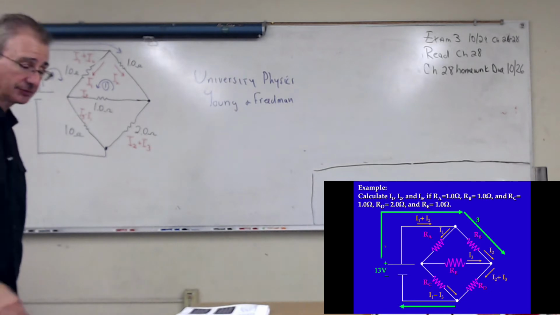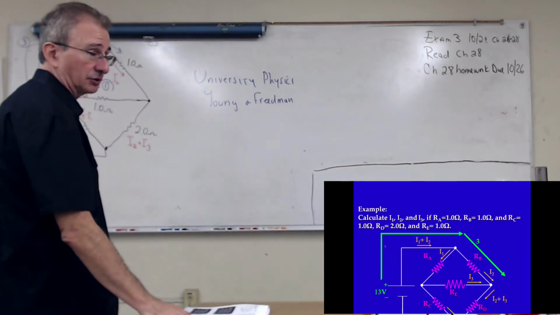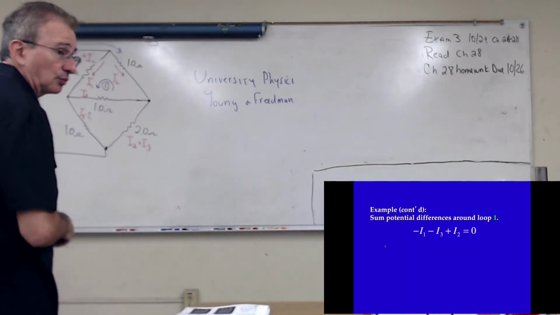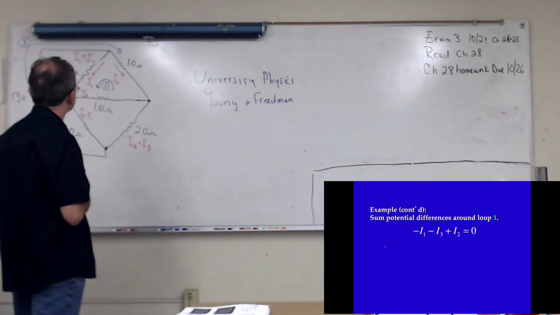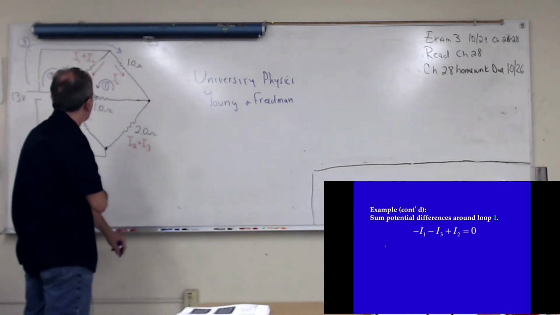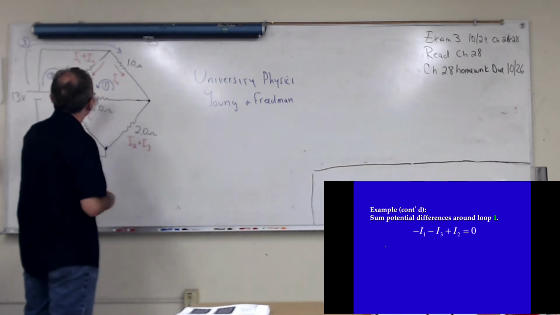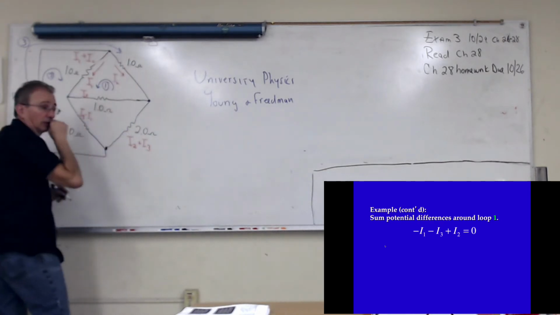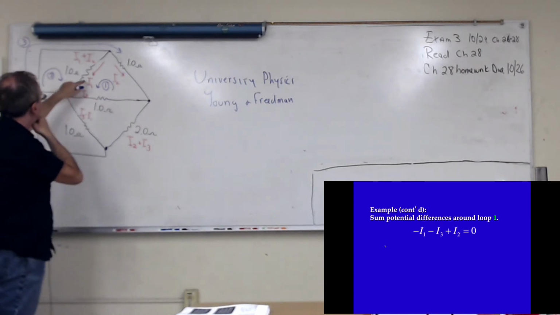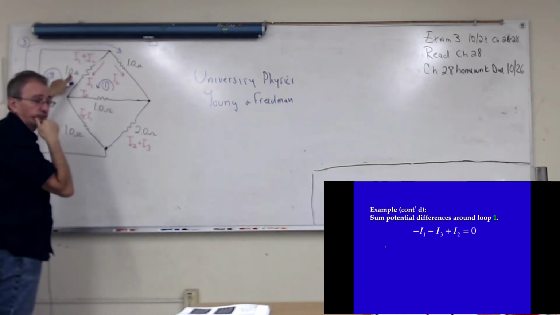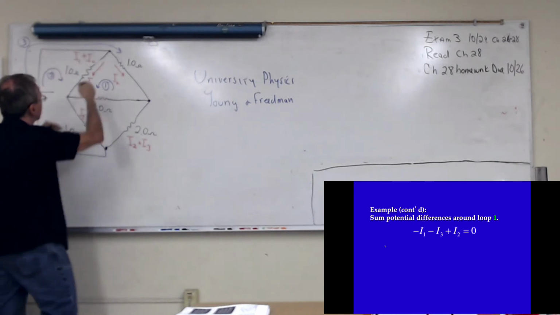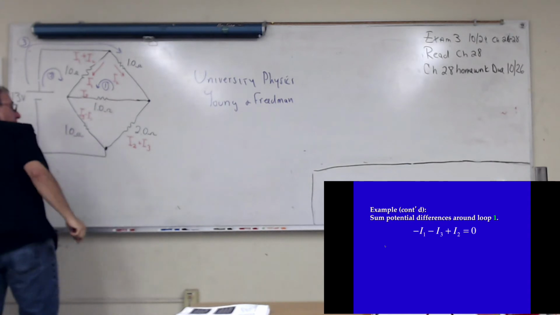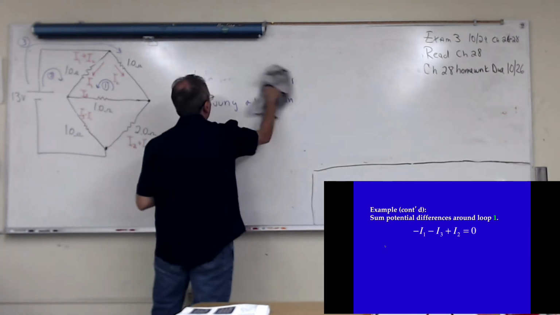Okay, so let's sum voltage drops. We'll start with loop 1. Let me start here and go that way. So let me go through I1. So I have I1 times 1 ohm. And this is going to be a drop because I'm summing in the direction of the current. So it's negative, negative I1.